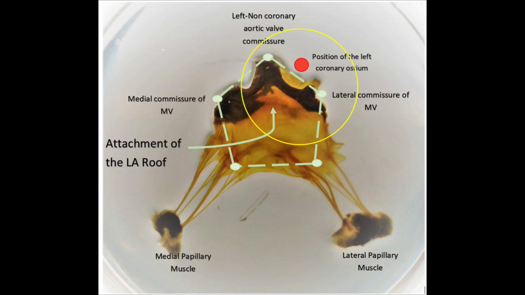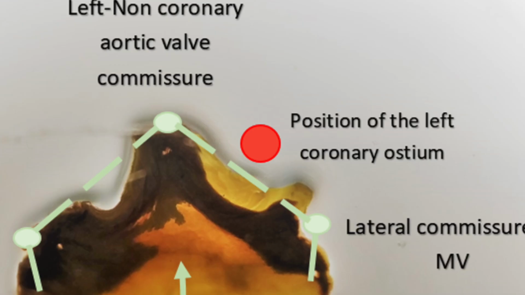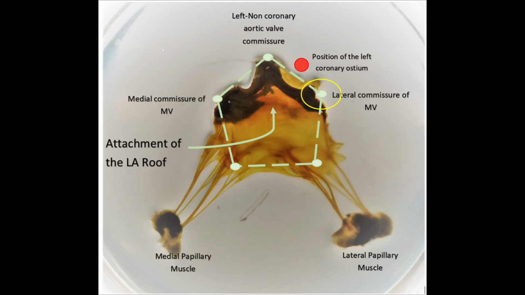Here is the line of insertion of the aortic valve leaflets, and this is the left coronary aortic valve leaflet insertion line. This would be the position of the left coronary ostium. This is the lateral commissure of the mitral valve. This is the medial commissure.